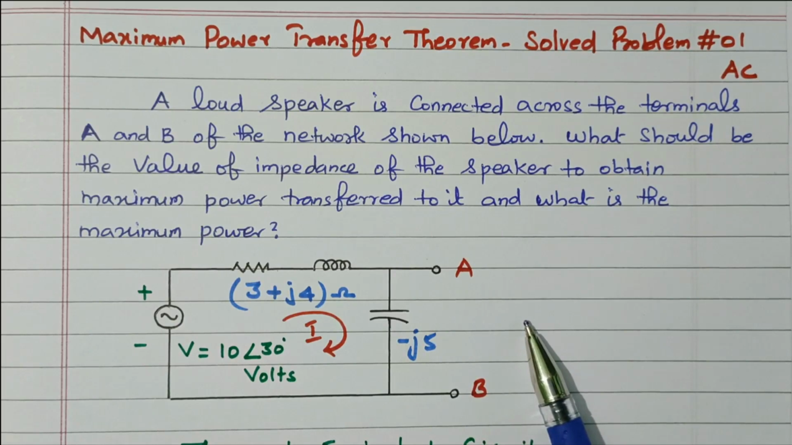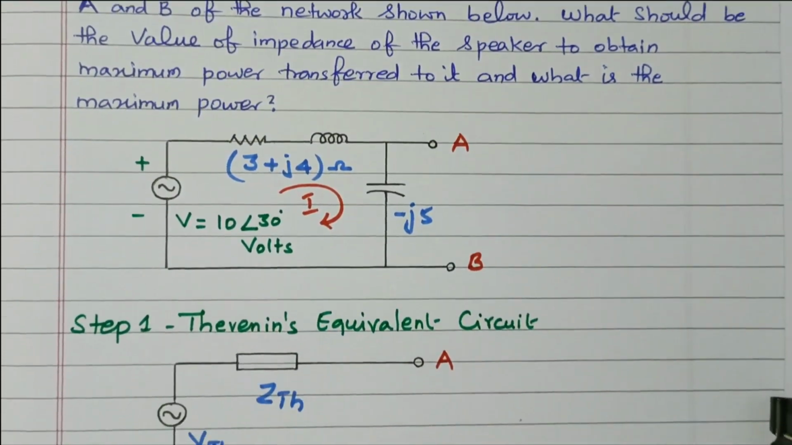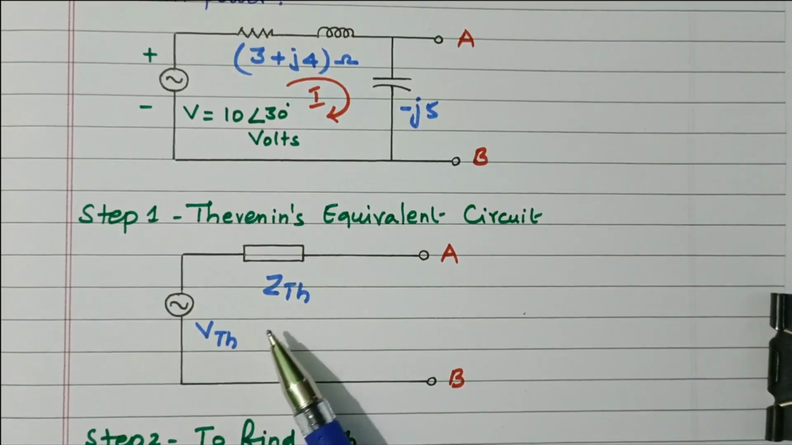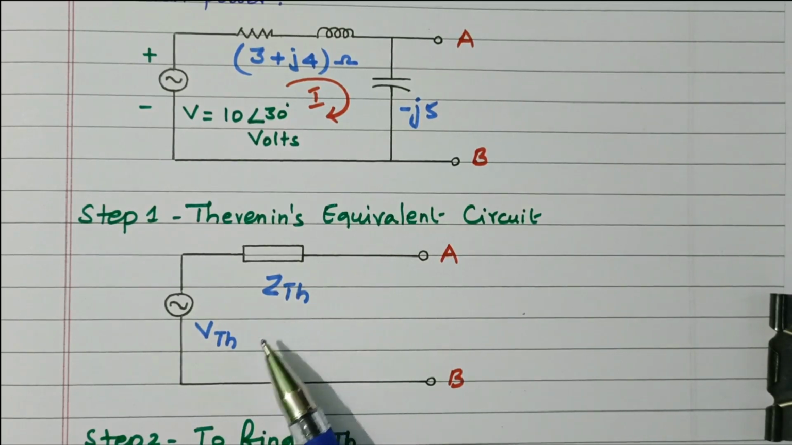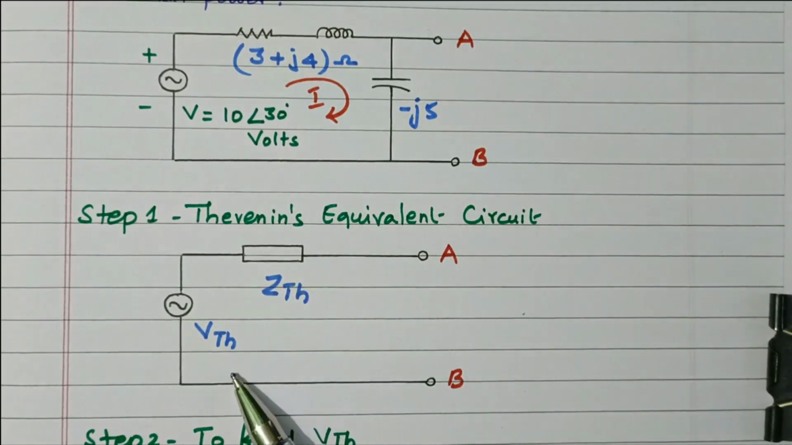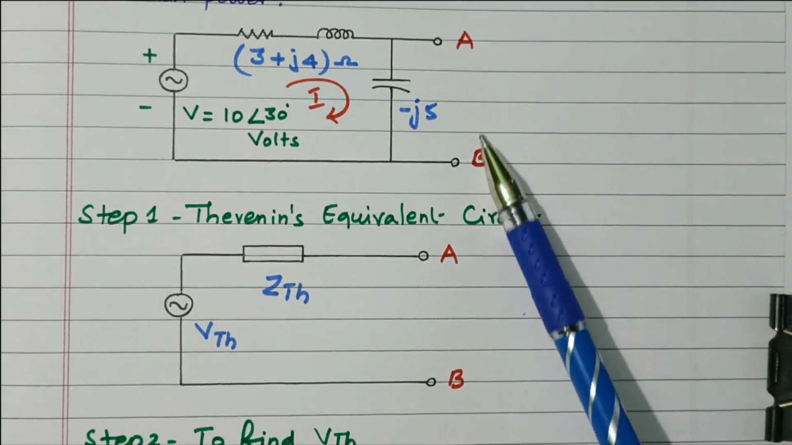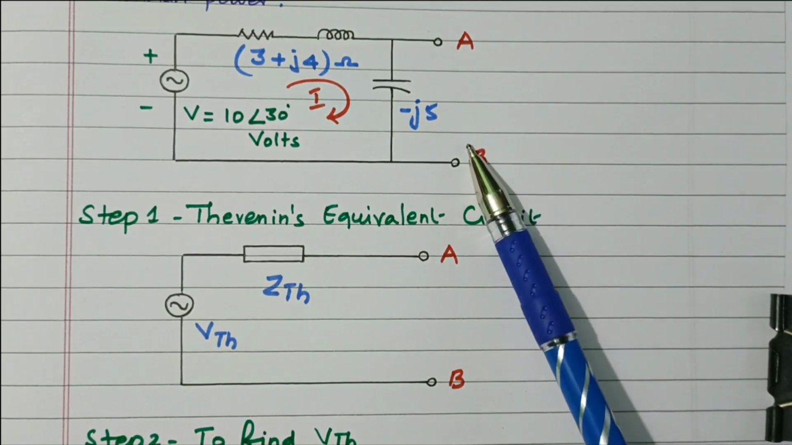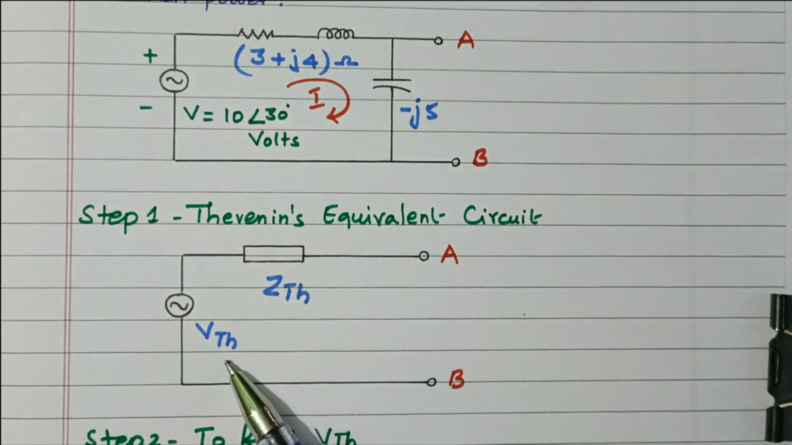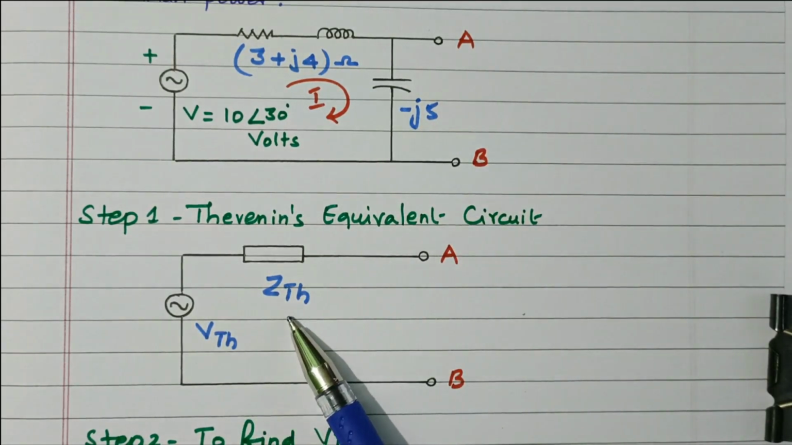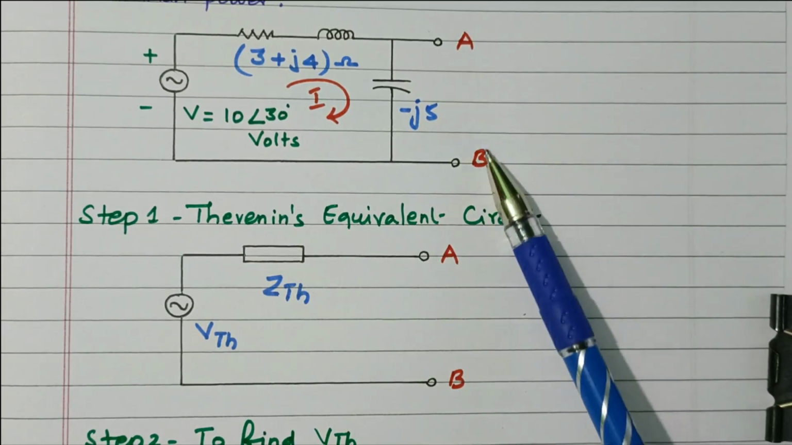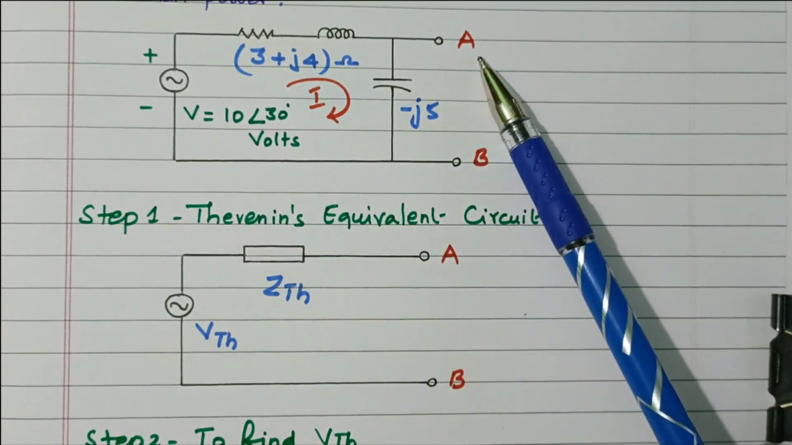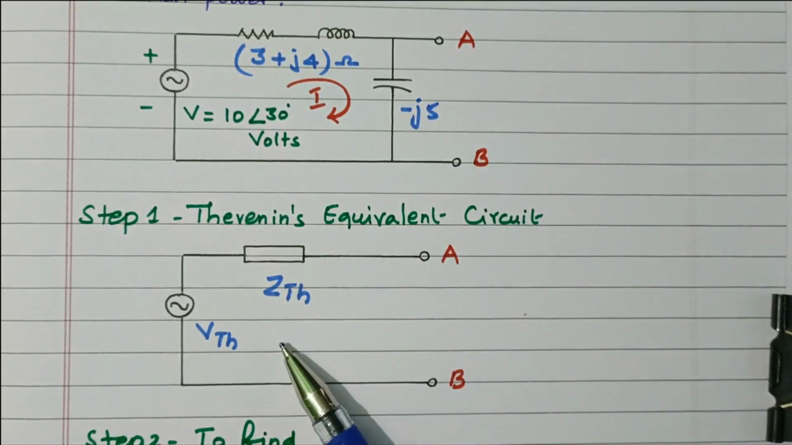The first step is we need to find the Thevenin equivalent circuit. That is V Thevenin, a voltage source, in series with Z Thevenin, an impedance. This voltage source is nothing but the voltage across AB. By making the load terminal open circuited, the voltage across AB is V Thevenin. Z Thevenin is the impedance across AB after removing the voltage and current sources.